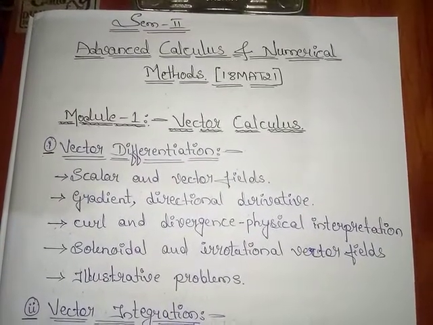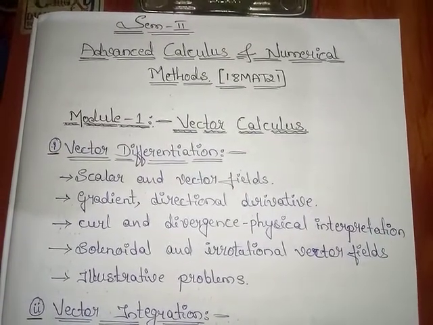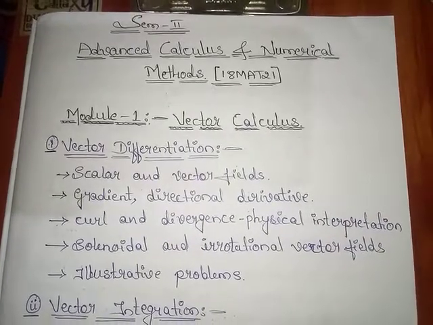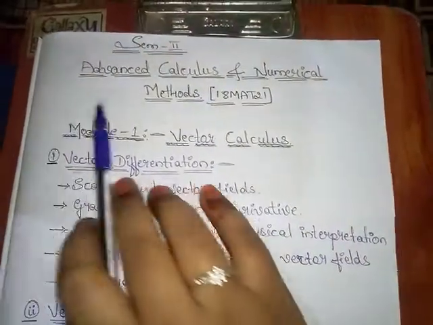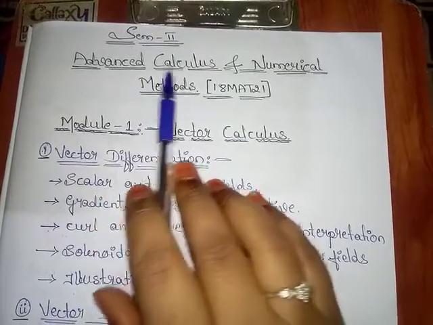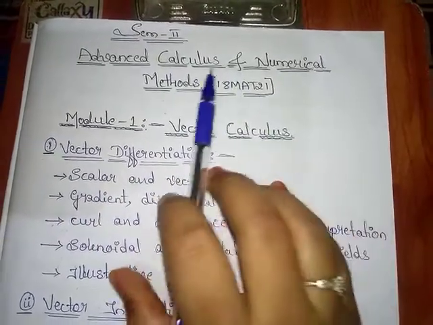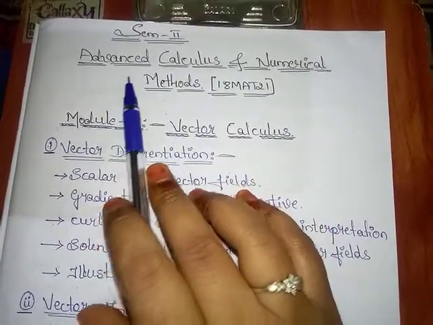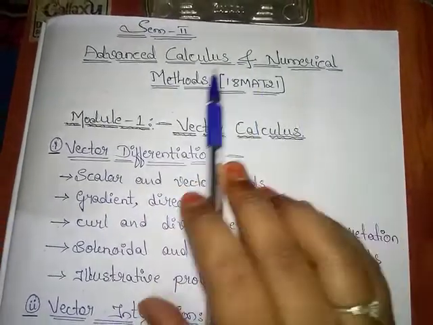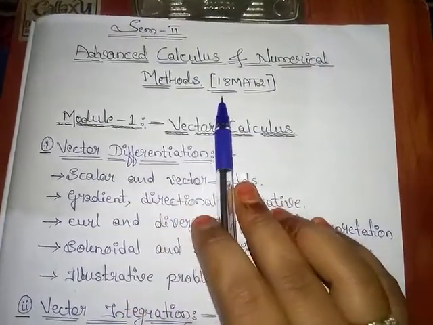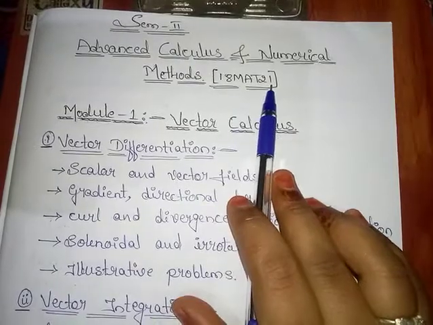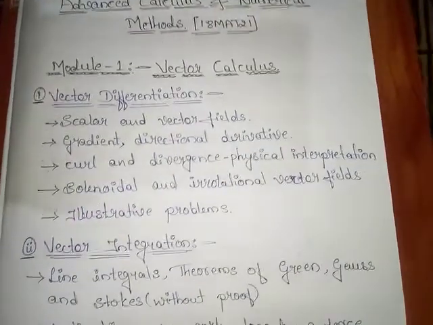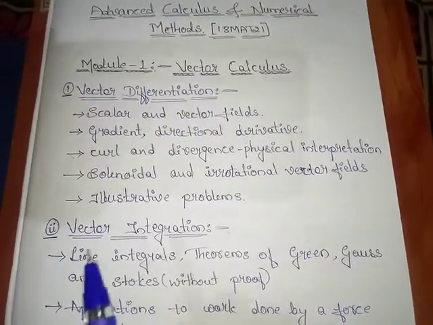Today I am going to start the second semester syllabus. Your course is Advanced Calculus and Numerical Methods. The course name is Advanced Calculus and Numerical Methods and the course code is 18MAT21. First let us see what the syllabus is.